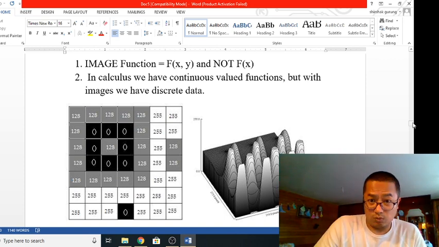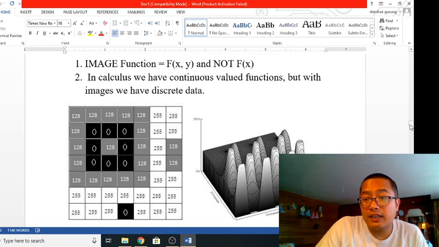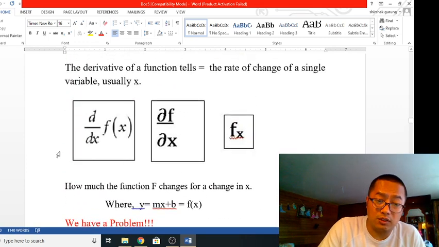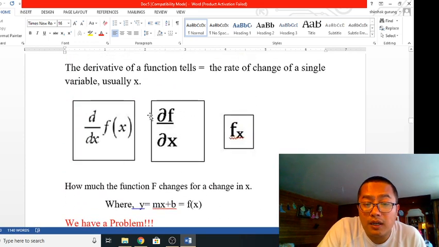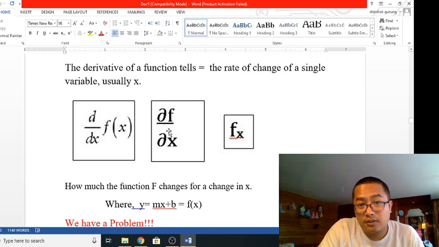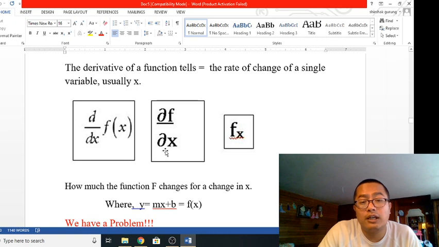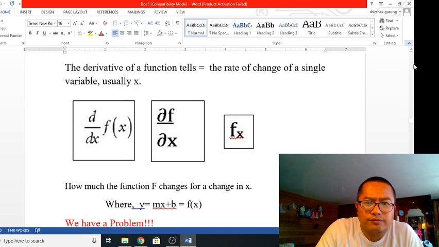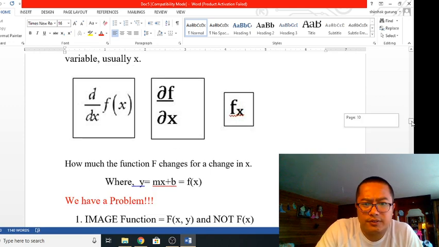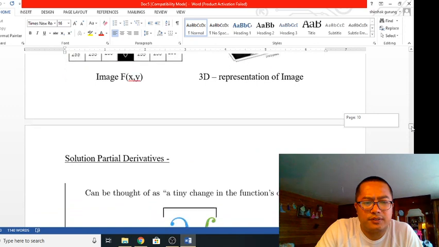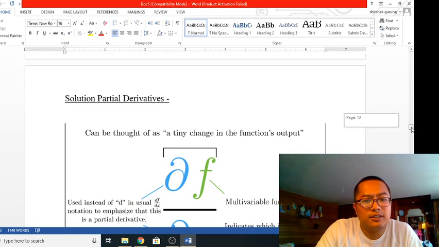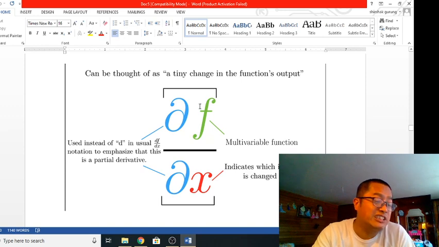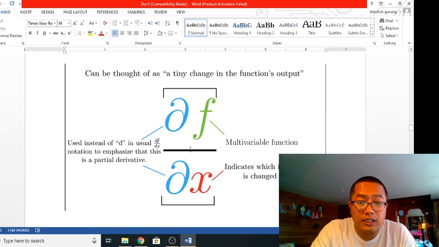When a function is multi-valued, we find not the normal derivation, but partial derivations, partial derivatives. So whenever you have a multi-variable function, we perform partial differentiation. So the solution is a partial derivative. This is the way you write partial derivatives: no more a straight d, it is a curved ∂f of ∂x.